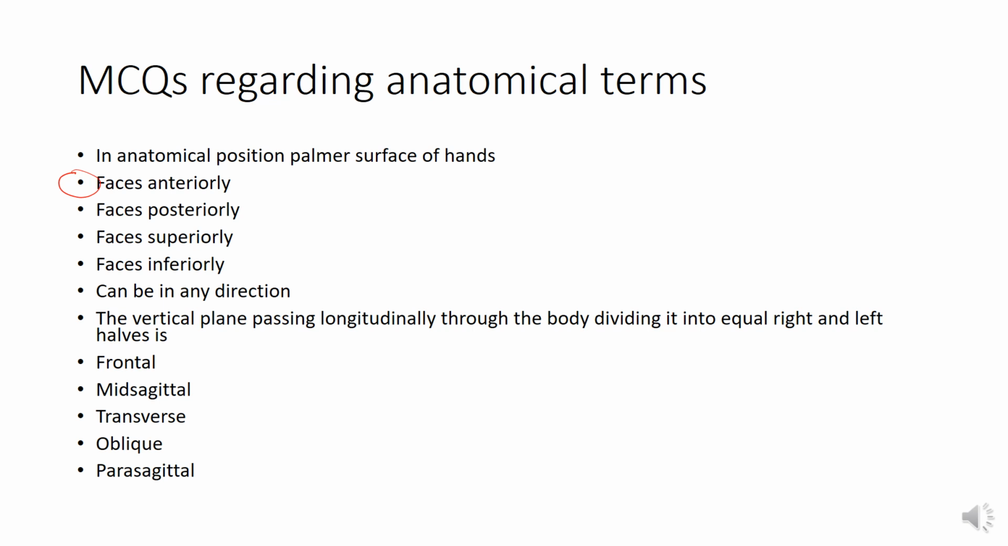The second MCQ: the vertical plane passing longitudinally through the body, dividing it into equal right and left halves, is the frontal plane, the mid-sagittal plane, the transverse plane, the oblique plane, or parasagittal. So it is the mid-sagittal plane, which is a vertical plane, and it passes longitudinally through the body, dividing the body into equal halves. So it is the mid-sagittal plane.